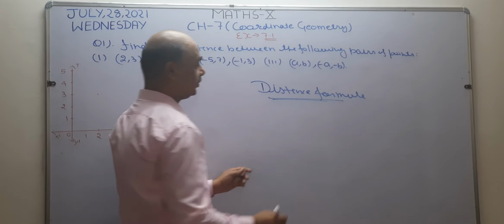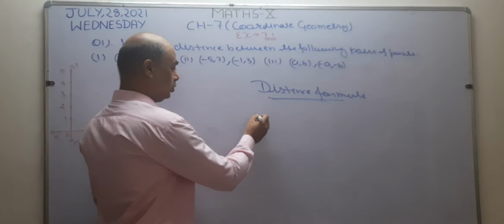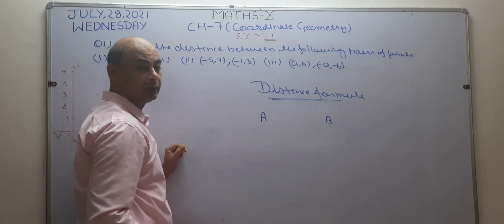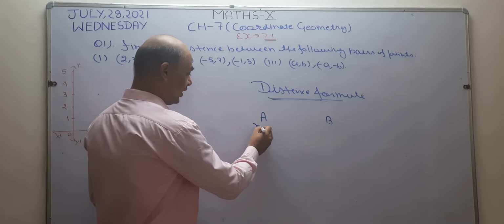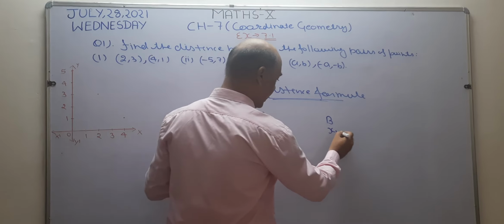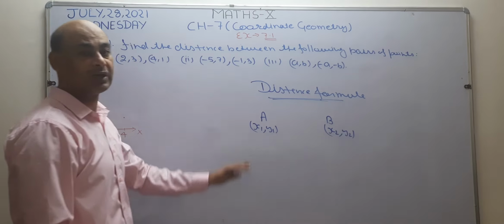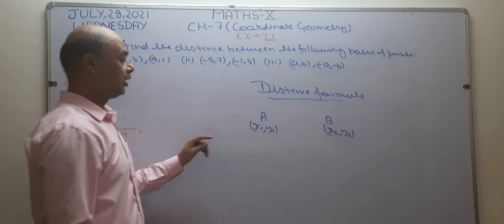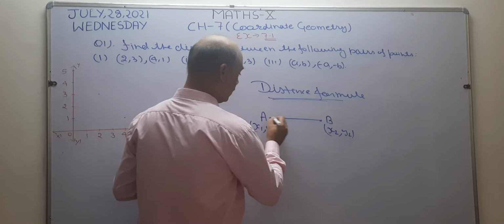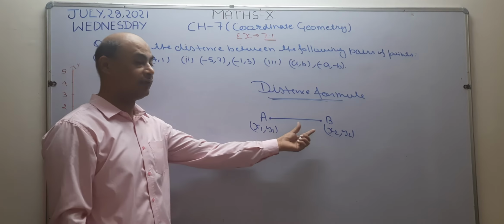As its name suggests, we are going to find the distance between any 2 points. Suppose two coordinates are given, point A and point B. Coordinates of point A are x1, y1, and the coordinates of point B I take as x2, y2. Suppose these 2 points are given on the Cartesian plane. Now we are going to find the distance between these 2 points. How do we find the distance between these 2 points when coordinates are given?